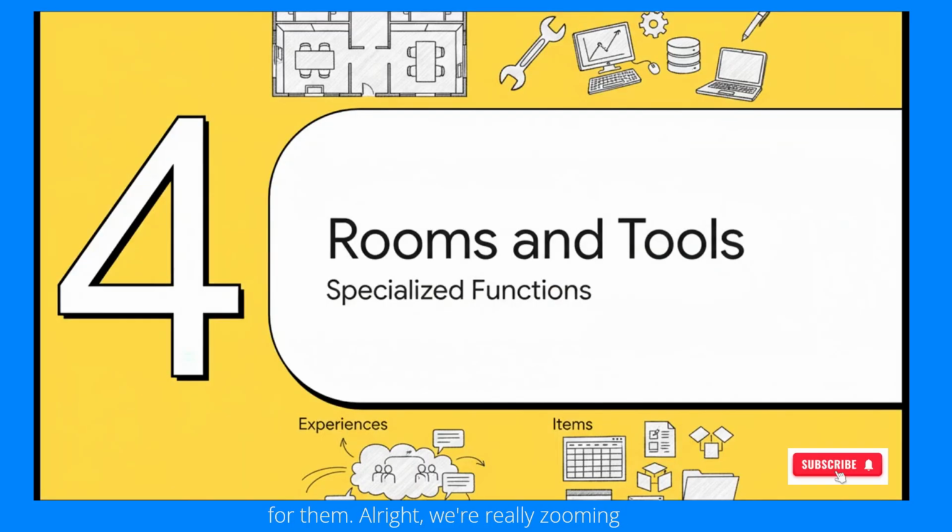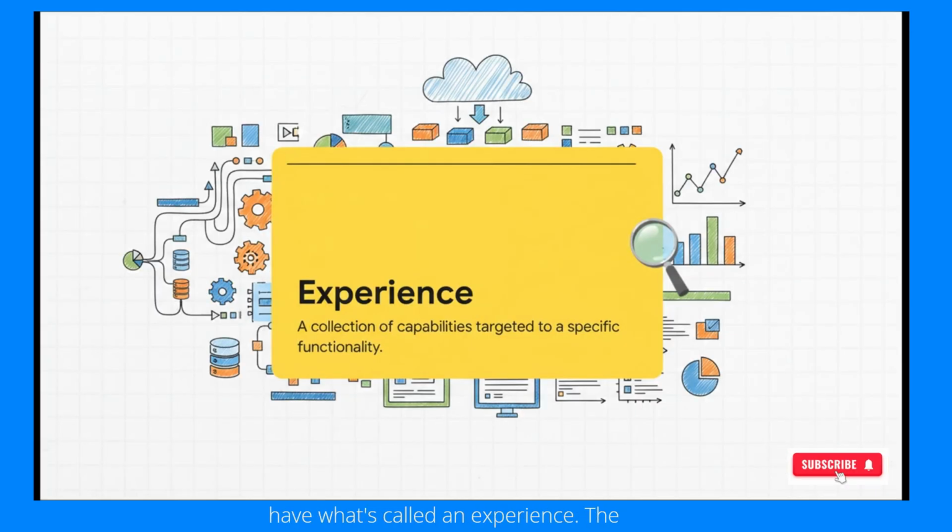All right, we're really zooming in now. We're on a specific department's floor, our workspace. But where does the real work actually happen on that floor? Well, that involves our last two concepts, experiences and items. First you have what's called an experience. The official description is a collection of capabilities for a specific function. So think of things like data engineering or Power BI. Each one is a whole environment tailored for a certain kind of job.